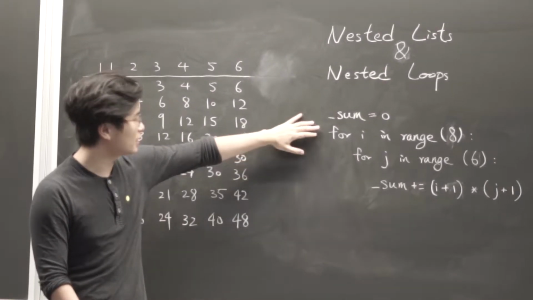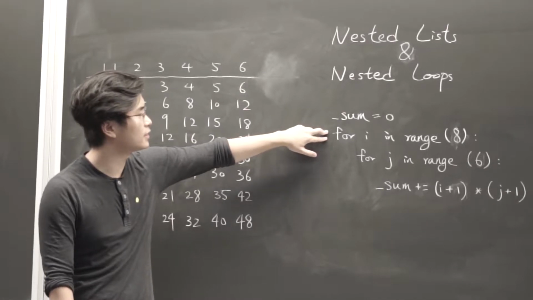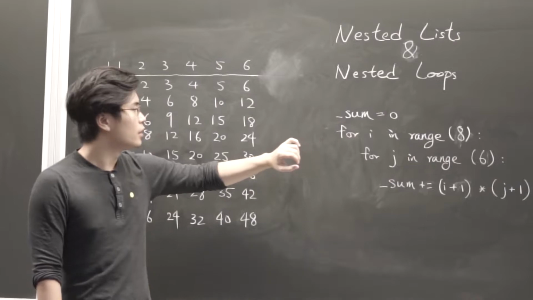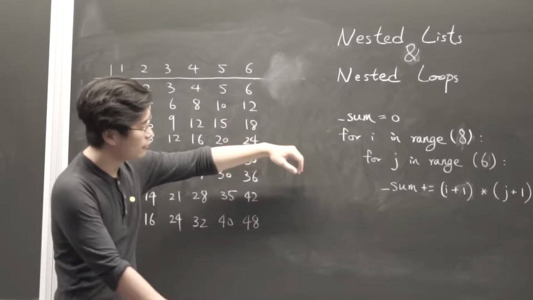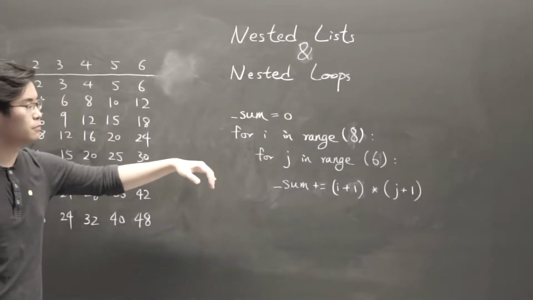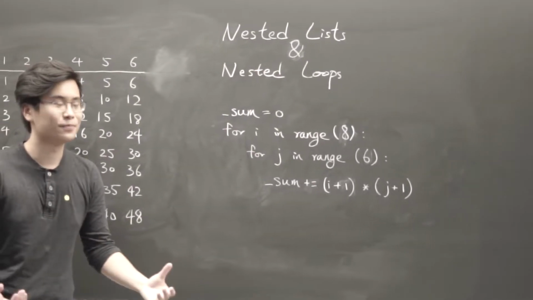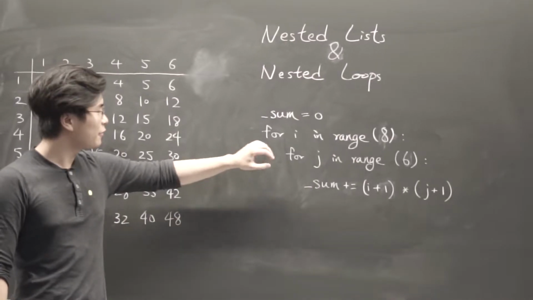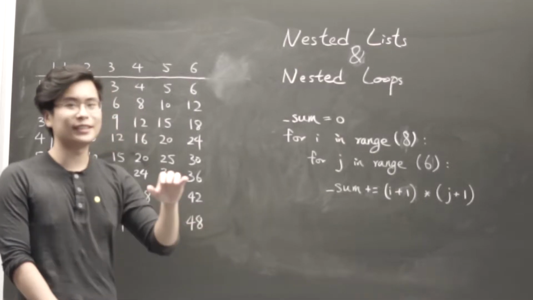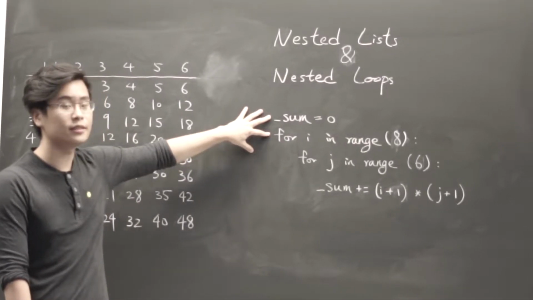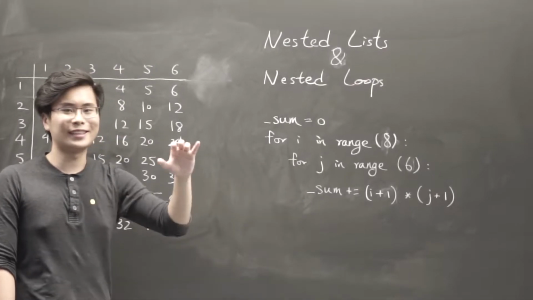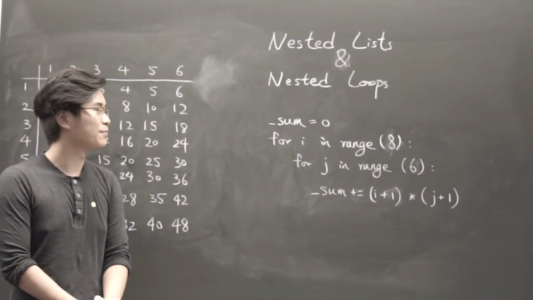It's a nested loop because here we have this outer loop, for i in range 8, and this inner loop is nested inside this outer loop. So what actually happens in this code is that everything in this for i in range 8 will run 8 times, just like loops that you're used to. And then the tricky part is that everything in this inner loop, for j in range 6, will run 6 times for each iteration of the outer loop. So in total, this line right here will run 6 times 8, 48 times.